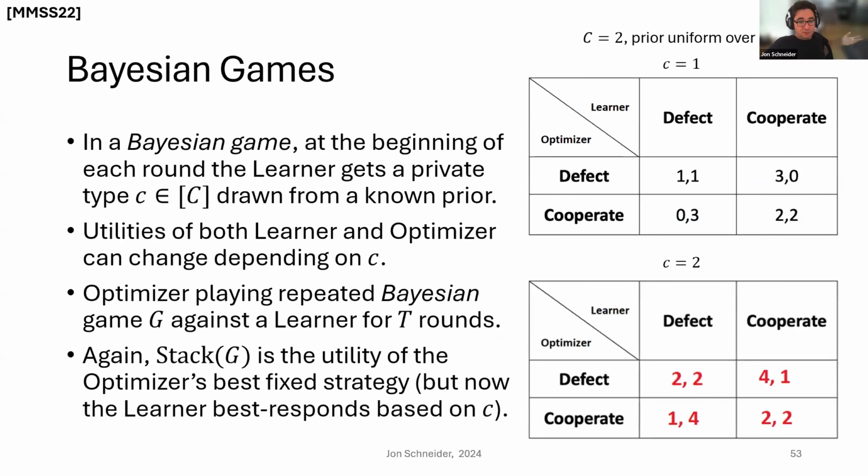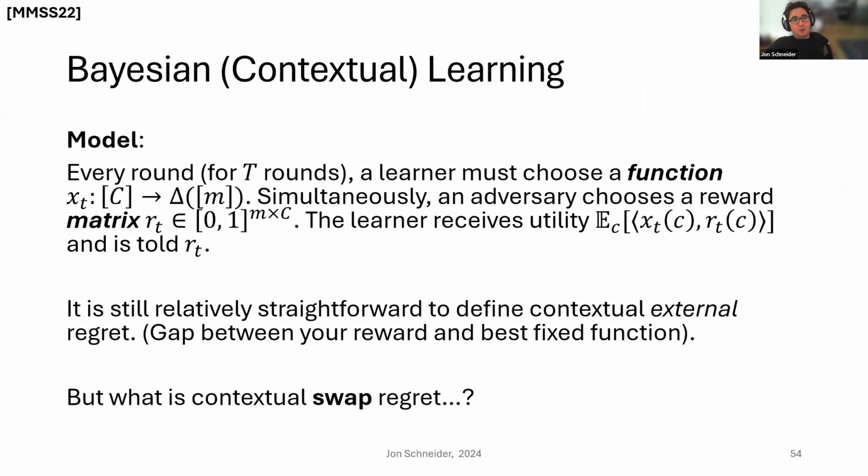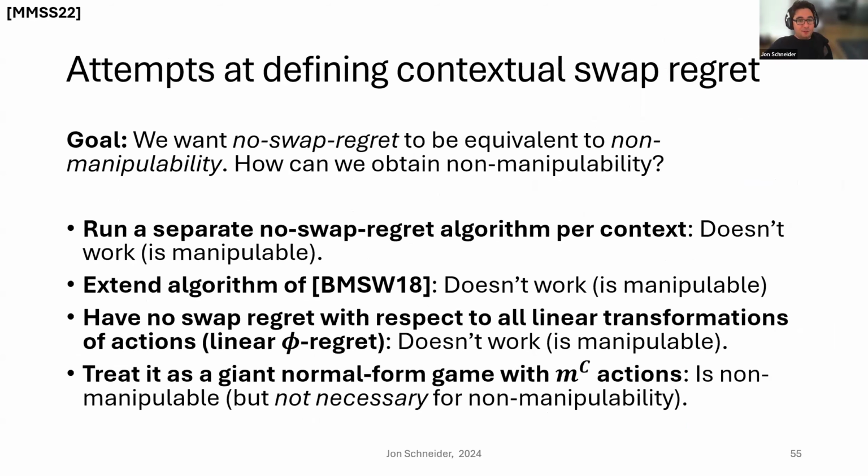So you can define Bayesian games formally and contextual learning formally, and you could ask, what is the correct notion of swap regret in Bayesian games and contextual learning? Ideally, we'd want a similar type of result that we had for normal form games, where no swap regret is equivalent to non-manipulability. But many of the very straightforward things you'd think don't work. Like you can't just do no swap regret per context. There are other things which don't work too, like this notion of linear swap regret or extending what was done in the original auction paper.